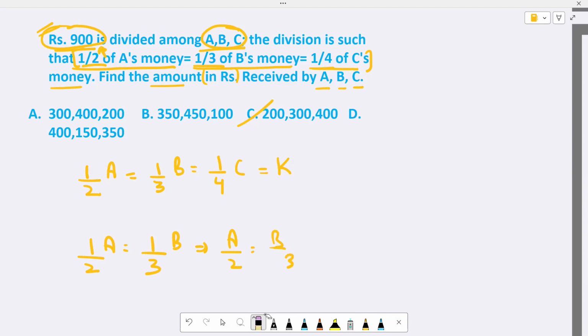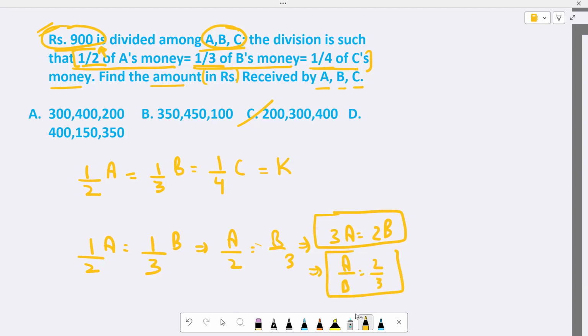I'm sorry. Okay, and so I can write in the form 3a is equal to 2b. Again, we discussed this type of form and how we convert it. So I can write A upon B is equal to 2 upon 3 directly. This will be the ratio of A to B.